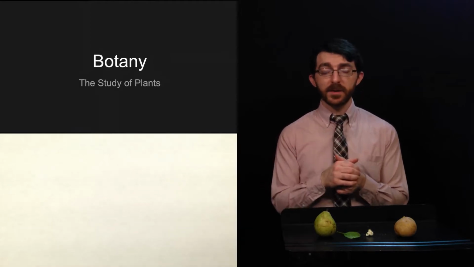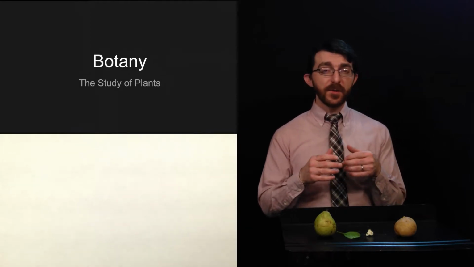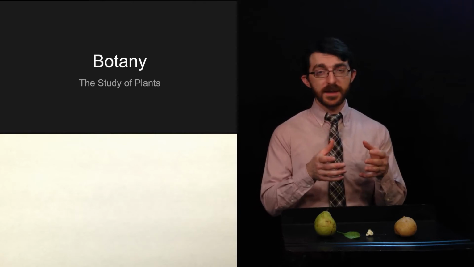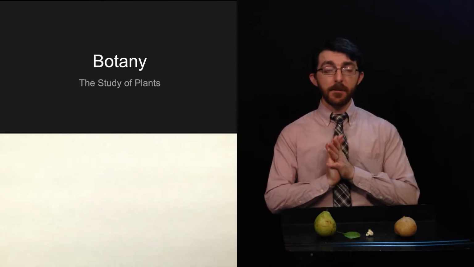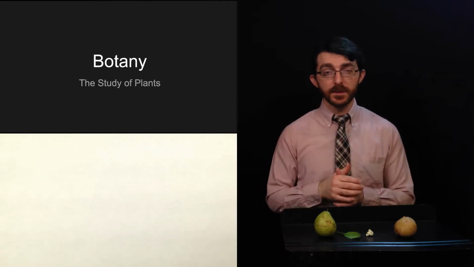Last time, a lot of our attention was spent on the different tissue types in plants, and then we spent a lot of time on their leaves. Today, we're going to be talking about roots and stems.